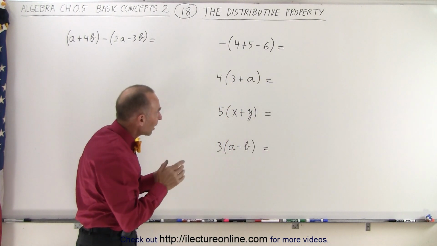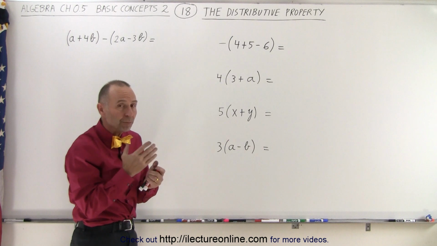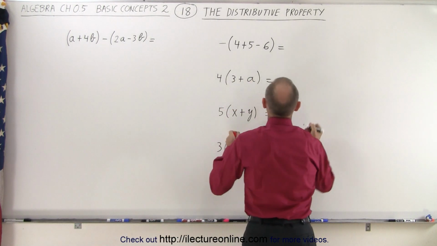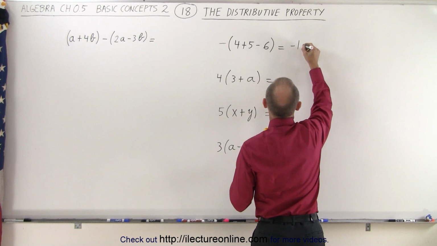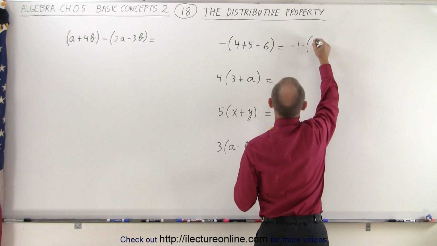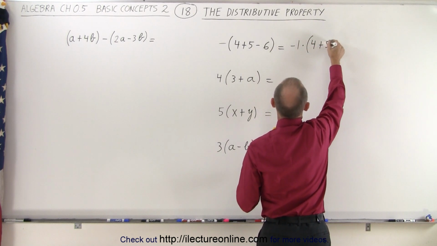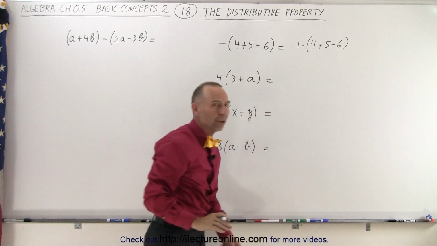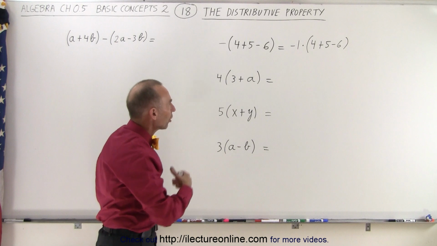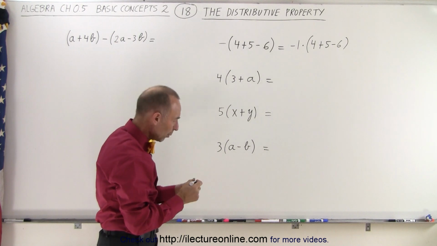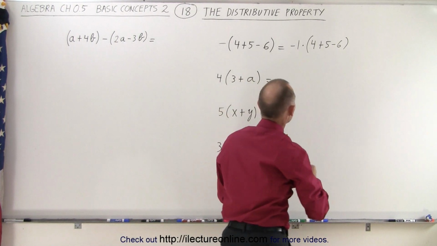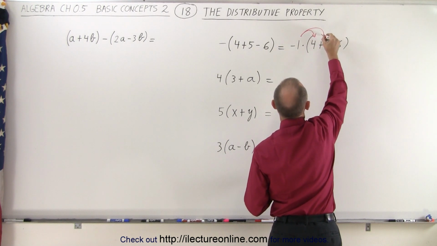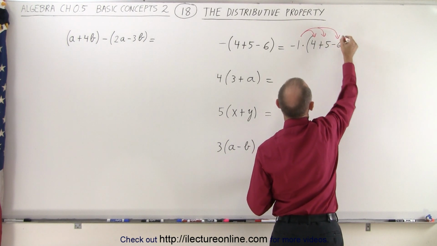Sometimes to help us understand a little bit better, that negative could actually be turned into a negative 1. So we can say that that's exactly the same as if we have the number negative 1 times what's inside the parentheses, 4 plus 5 minus 6. Notice that this is exactly the same as that. We don't have to write the 1, it's just understood that it's there. Now what we're going to do is apply that to everything inside the parentheses. We apply it to the 4, to the 5, and to the negative 6.